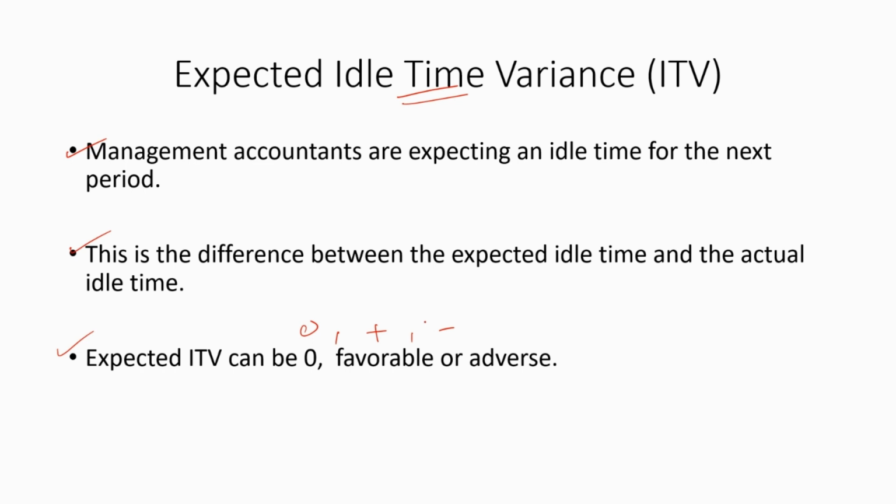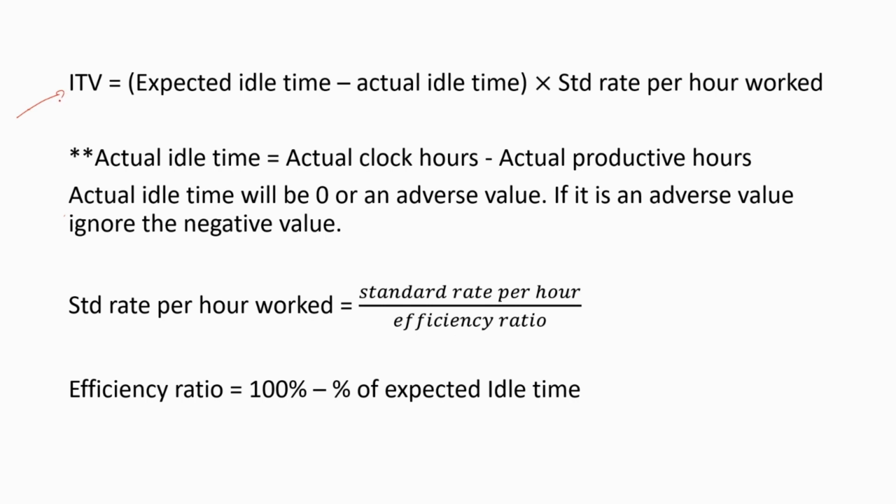If you remember, if the business is not expecting an idle time, the idle time variance can only be 0 or a negative value. But here the expected idle time variance can be 0, a positive value, or a negative value. This is the equation we can use to calculate the expected idle time variance, which is equal to expected idle time minus actual idle time multiplied by the standard rate per hour worked.